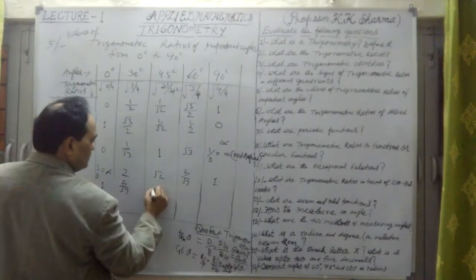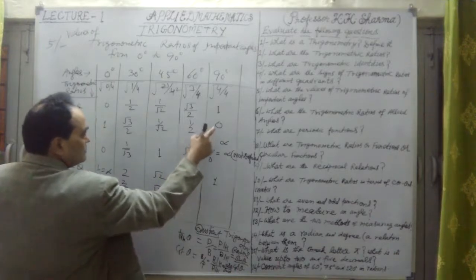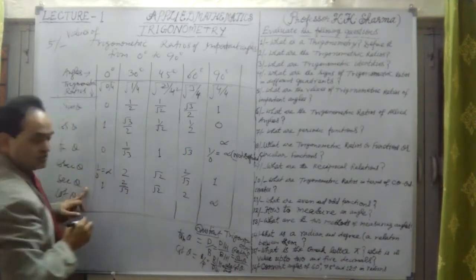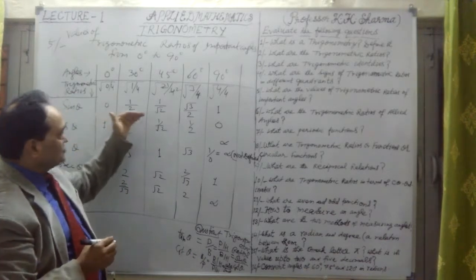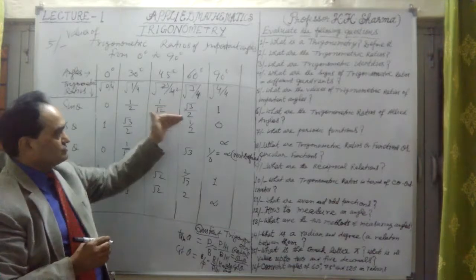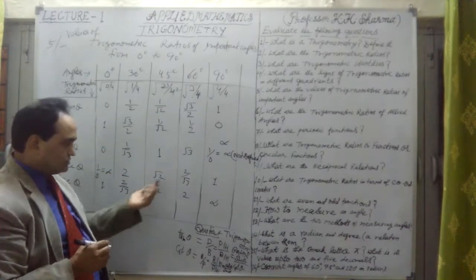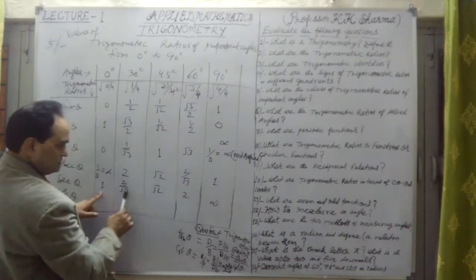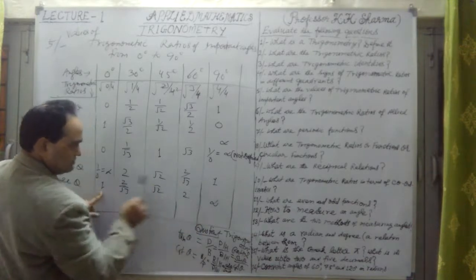This is root 2 only. And this is 1 upon 1/2, means 2 only. This is 1 upon 0, means infinity, not defined. Because cos theta values are noted down in reverse order. Similarly, from cosec we can write sec also in reverse order. 1 is here, this 2 upon root 3 is here, root 2 as it is, 2, infinity.